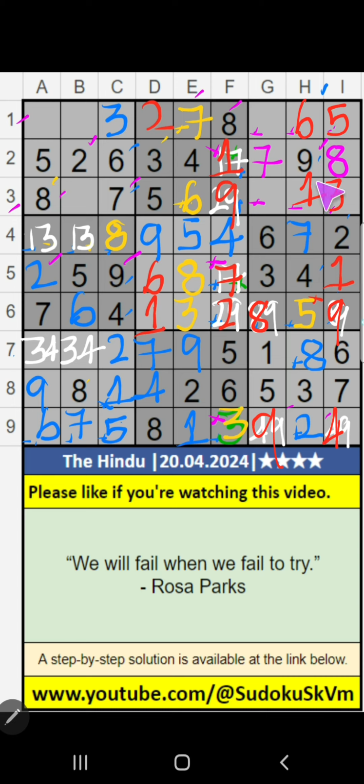Then 1 is here. Column G, on third grid, 2 numbers are remaining, 2 and 4. First row, we have 2, so 2 can't come in the cell, 2 is confirmed here. Then 4 is here. Third row, only one number is remaining, 4 is confirmed here. Column B, we have 4, so 4 can't come in the cell, 4 is confirmed here. Then 3 is here. Column B, we have 3, so 3 can't come in the cell, 3 is confirmed here. Then 1 is here. First grid, 2 numbers are remaining, 1 and 9. Column A, we have 9, so 9 can't come in the cell, 9 is confirmed here. Then 1 is here.